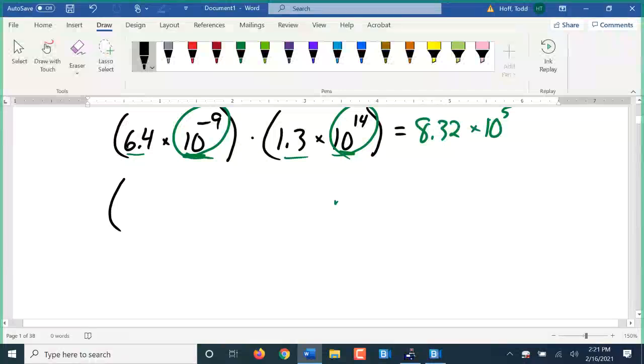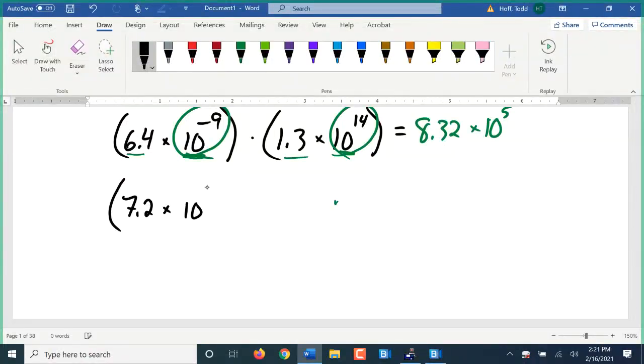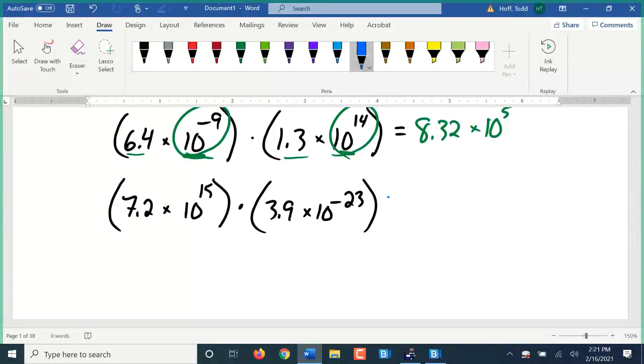Doesn't stay that simple. We have 7.2 times 10 to the 15th times 3.9 times 10 to the negative 23rd. Again, we combine counts. 7.2 times 3.9.